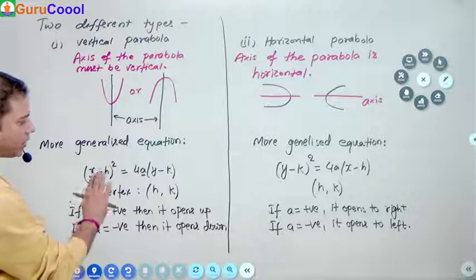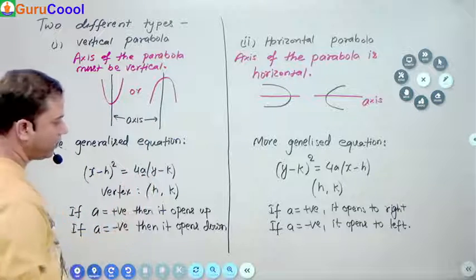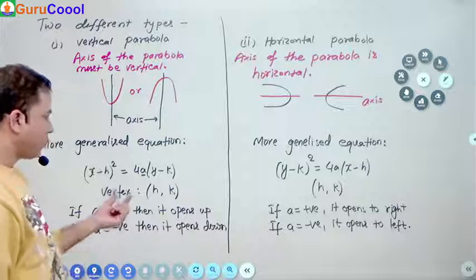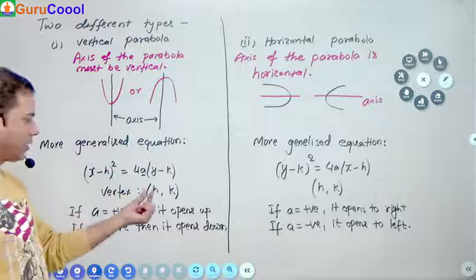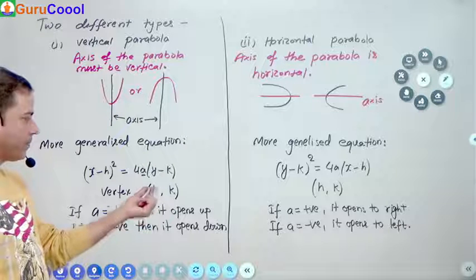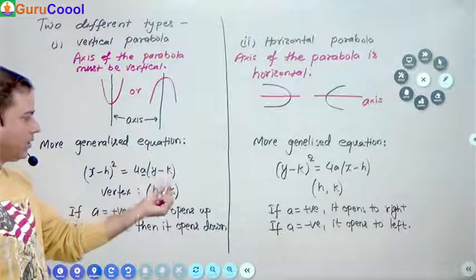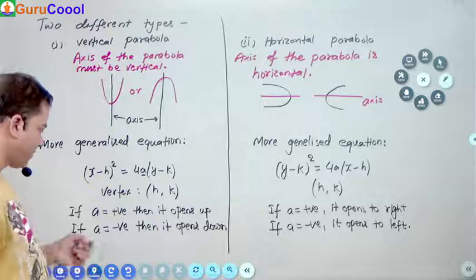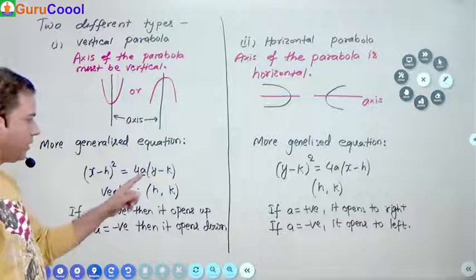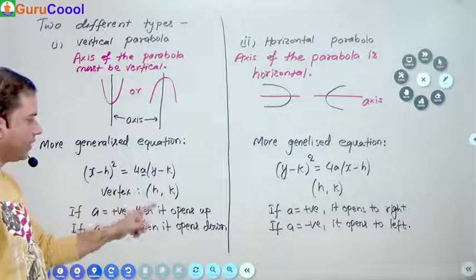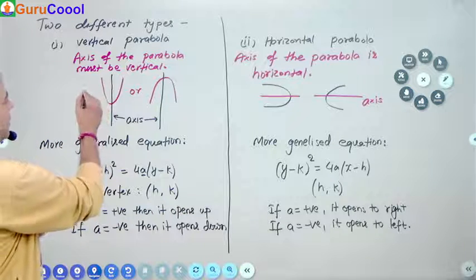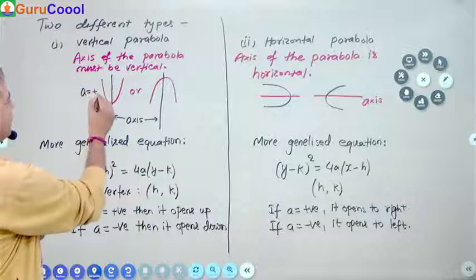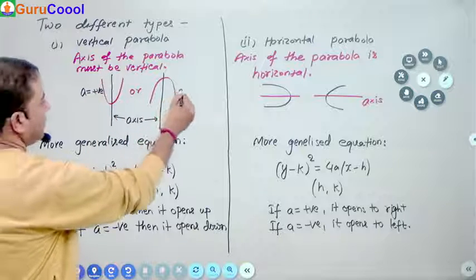So (x minus h) whole square is equal to 4a times (y minus k). How to identify the vertex? The number subtracted from x is the x coordinate of the vertex. The number subtracted from y is the y coordinate of the vertex. If a is positive, then it opens up. So in the first one, a is positive. In the second one, a is negative.